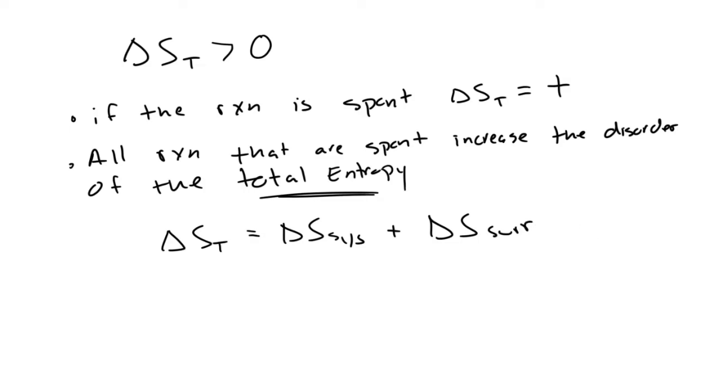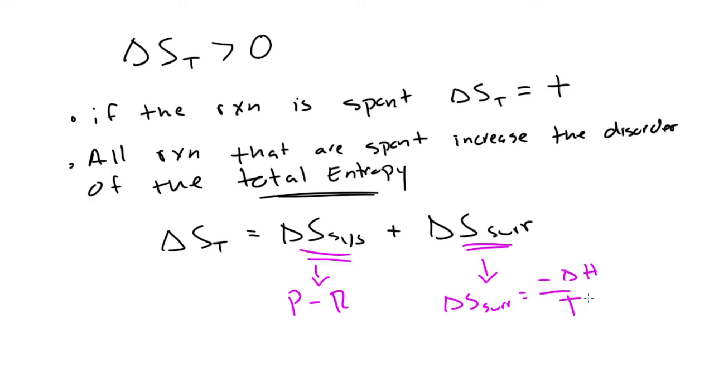If you want to get a number here, you can do products minus reactants, like I showed you a second ago. And to get the number over here, for delta S of the surroundings, you're just going to follow the heat. You'll do negative delta H divided by temperature.